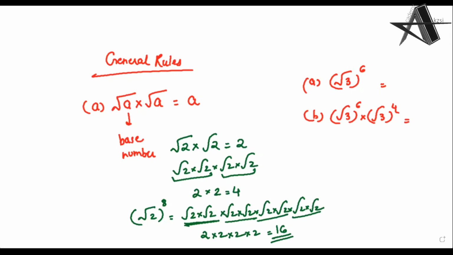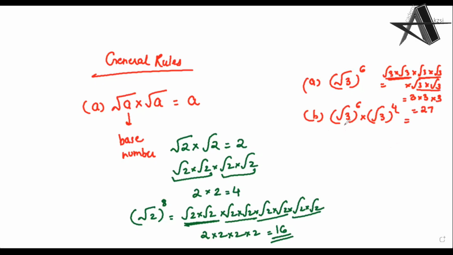Now see, it says root 3 to the power of 6. That means you are multiplying root 3 six times: root 3 times root 3 times root 3 times root 3 times root 3 times root 3. One pair will give you 3, another pair will give you 3, and another pair will give you 3. Answer will be 27.